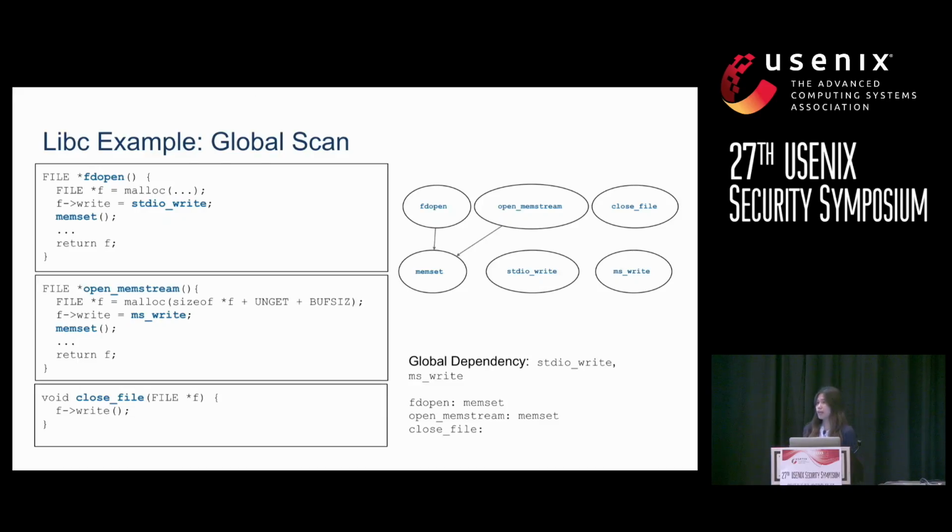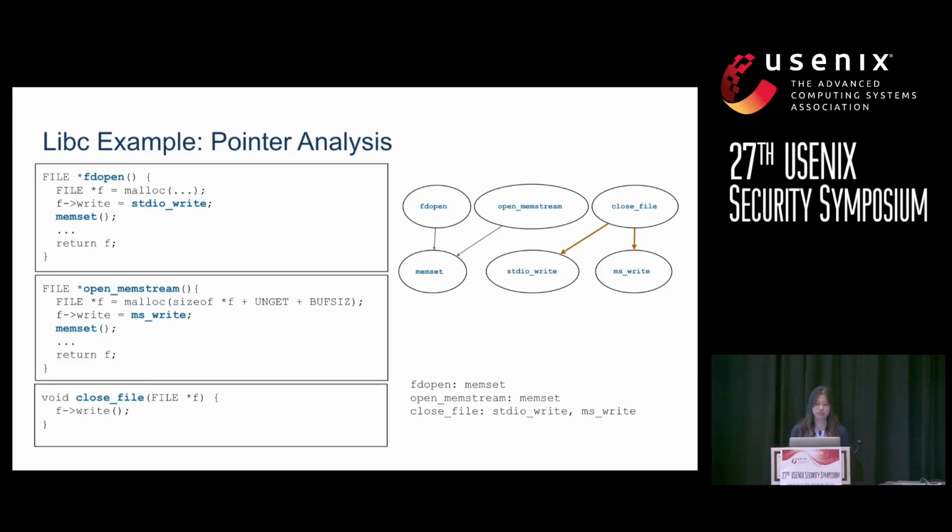So the first approach, global scan: we retain all the address-taken functions as part of the global dependency, because all the address-taken functions are valid targets of the indirect branch. So you can see we add the two functions onto the graph and assign them as global dependency, and they will be retained at all times. For the next technique, pointer analysis, we are able to detect that the two possible targets for the indirect branch in close file are stdio write and ms write, and go ahead and put that in the graph.